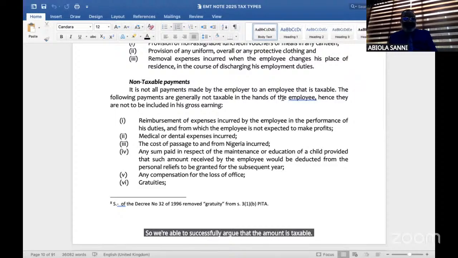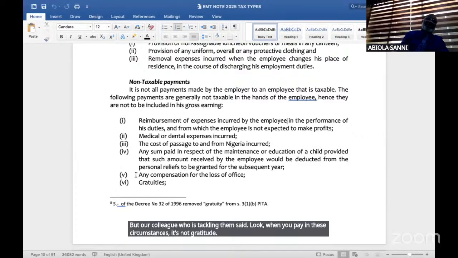Then right now, these 5 and 6, on a matter relating to them. I told you that a company wanted to incentivize its staff to go early. So they pay some money to them, and they now call it gratuity. But our colleague who is tackling them says, look, when you pay in this circumstance, it's not gratuity. It's payment for loss of office.